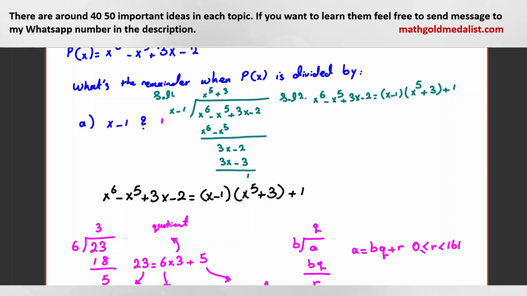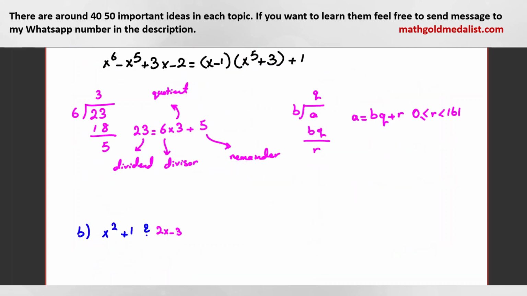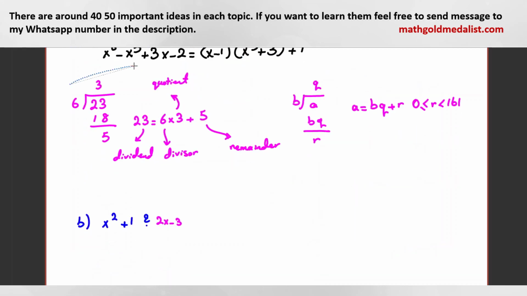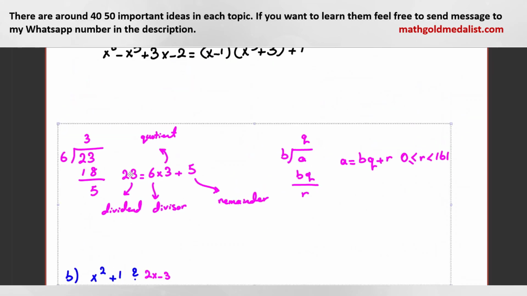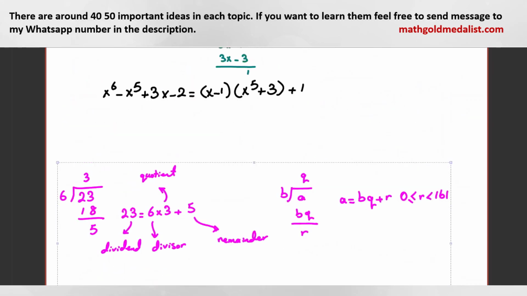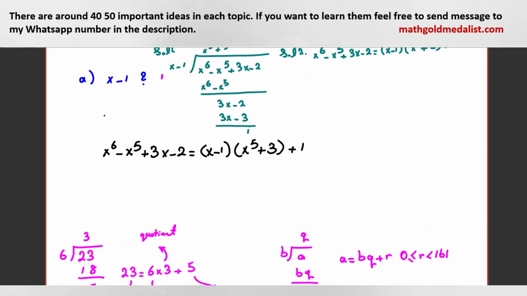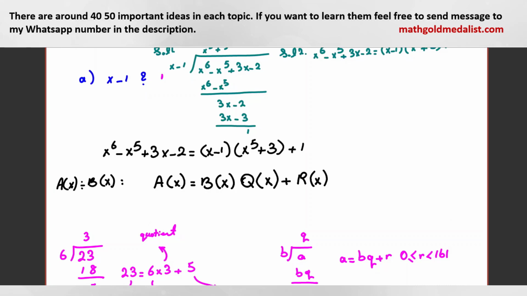Agreed? Okay, now let's write the general form, like for numbers that we wrote a general form. Suppose we want to divide a of x by b of x. So we can say a of x is equal to b of x times q of x, the quotient, plus the remainder r of x, right?